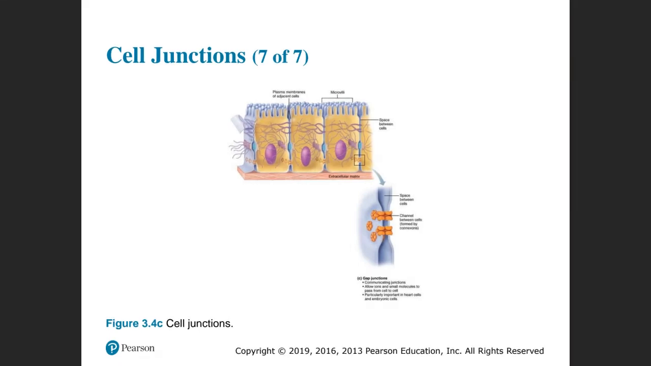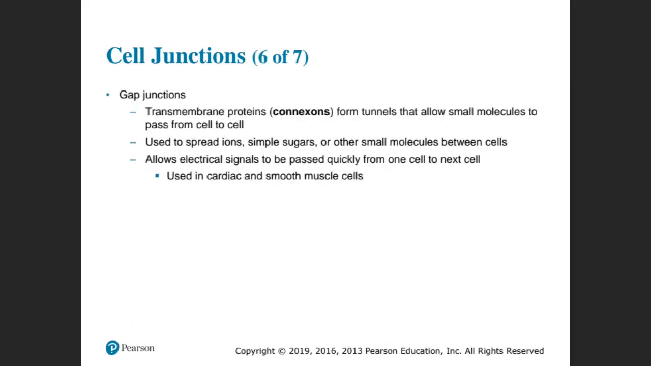And that allows for really easy communication between the cells, spreading impulses. So we find these types of junctions in places like the heart. It allows those electrical signals to move with the help of ion movement from one cell to the next really, really easily.